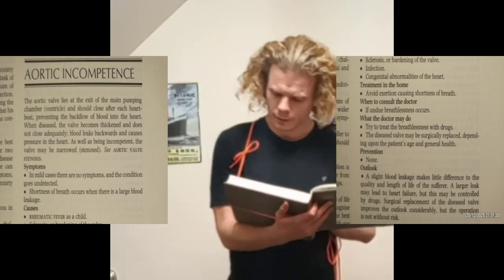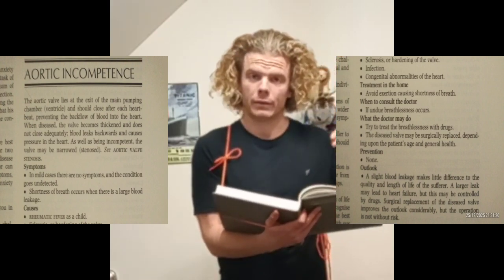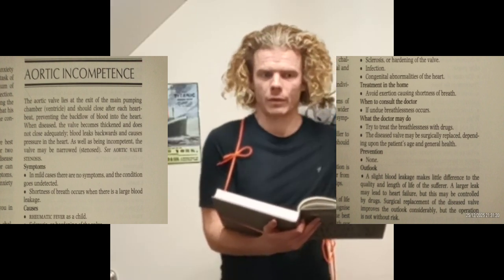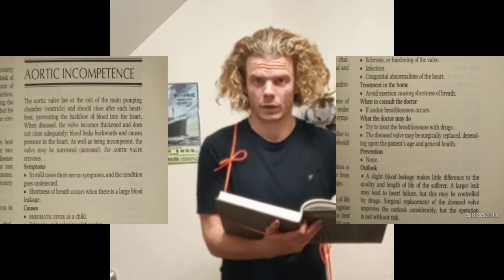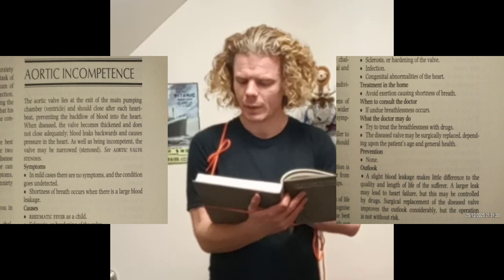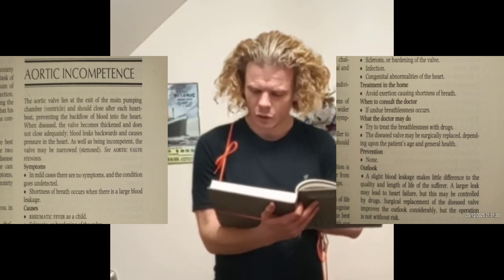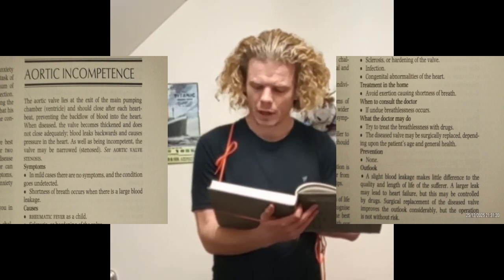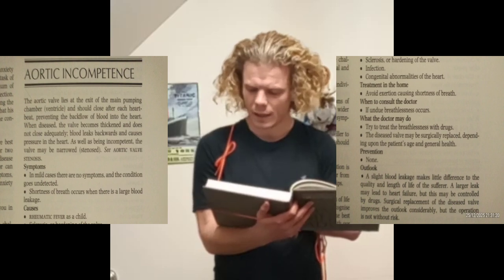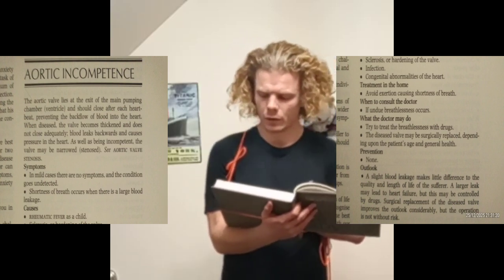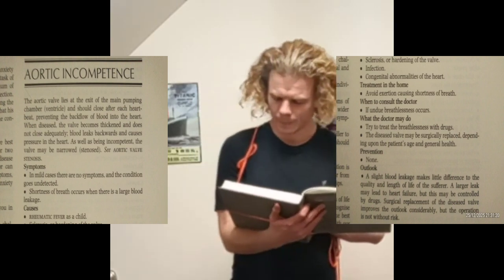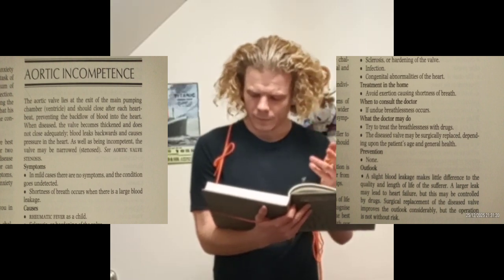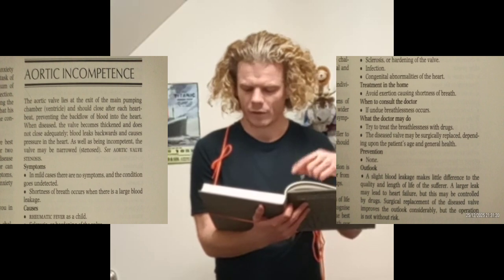But later to it. When diseased, this valve, which opens to the sides, lets the blood come into the aorta and then closes again so that the blood is not flowing back into the heart. When diseased, the valve becomes thickened and does not close adequately. Blood leaks backwards and causes pressure in the heart. As well as being incompetent, the valve may be narrowed, stenosis.